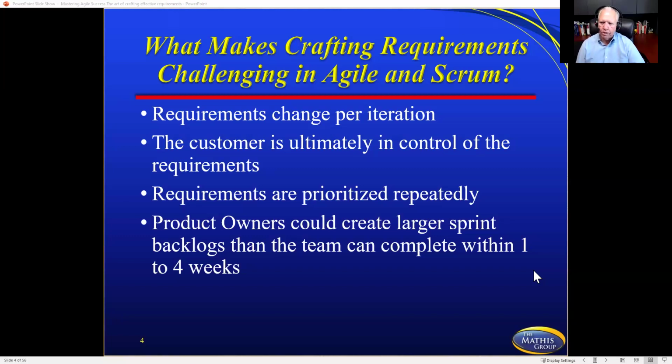And the customer is actually in control of the requirements. And so what happens is the customer is constantly seeing what's happening. They're wanting more requirements or a different type of feature or different user stories, and they're working with their product owner to be able to rank those continuously. And then the product owners could create larger sprint backlogs, and then the team can complete within 1 to 4 weeks.